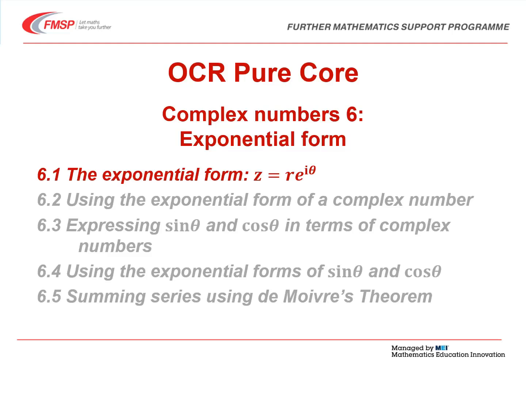This is a video for OCR Pure Core Mathematics. Complex numbers 6, exponential form. 6.1, the exponential form, z equals r e to the i theta.